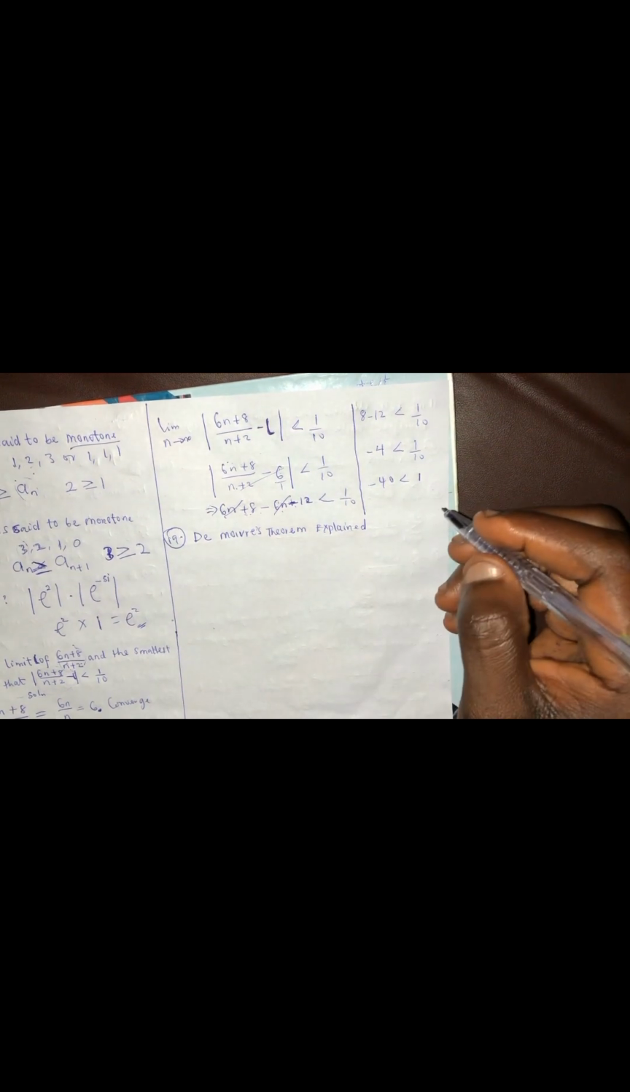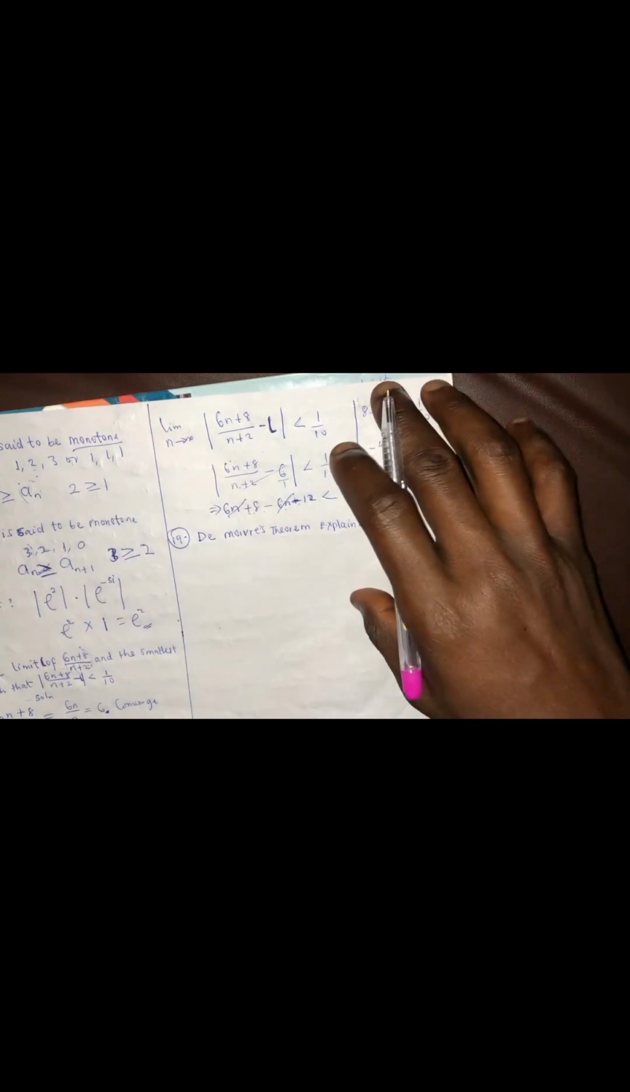This will now be, when you cross multiply this, you should get minus 40 is less than 1. Okay, now I think I've actually made a mistake here. We'll come back to this. Let's go to this now.